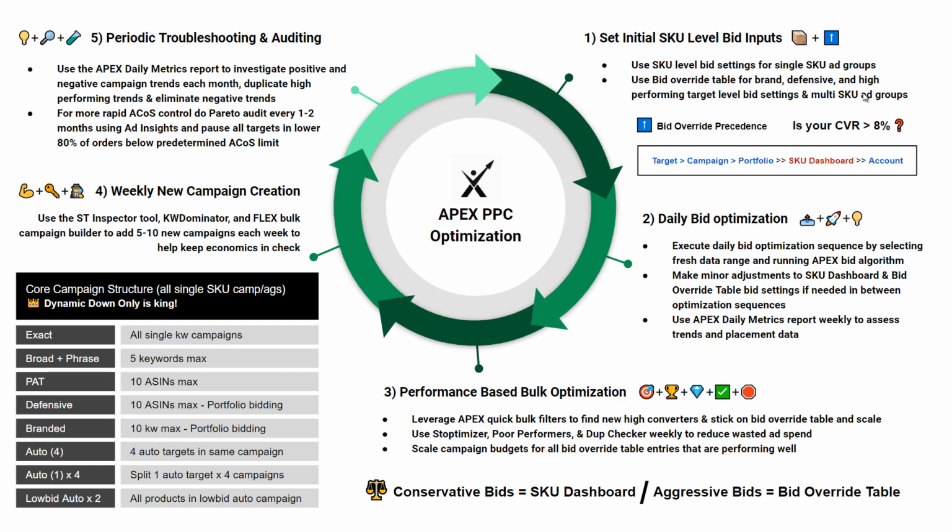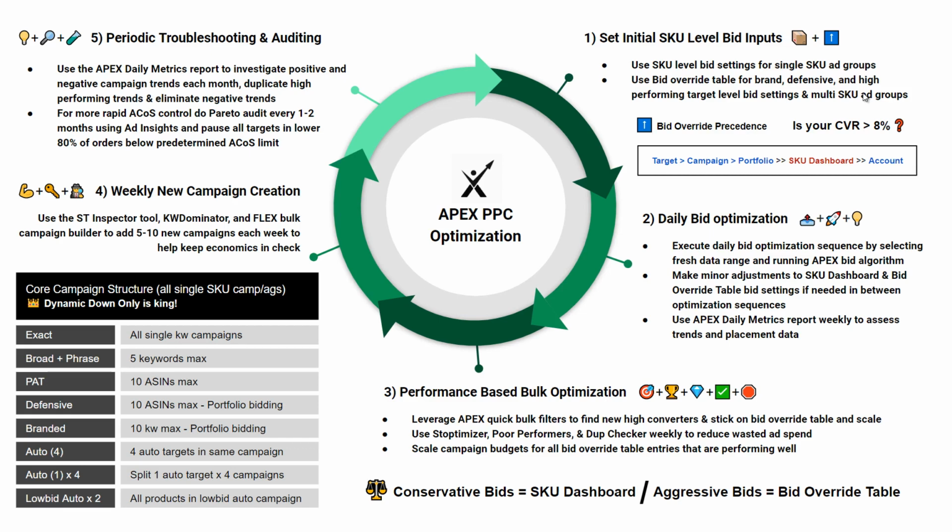One of the most key ones is to move high converting targets that are just starting to pick up steam and momentum. You want to move those from your more conservative SKU-based bids that they're probably getting at that point over to the bid override table, and it's just a few clicks to make that happen. And then once they're over on that bid override table, you're going to set the bid settings for those at a more aggressive state.